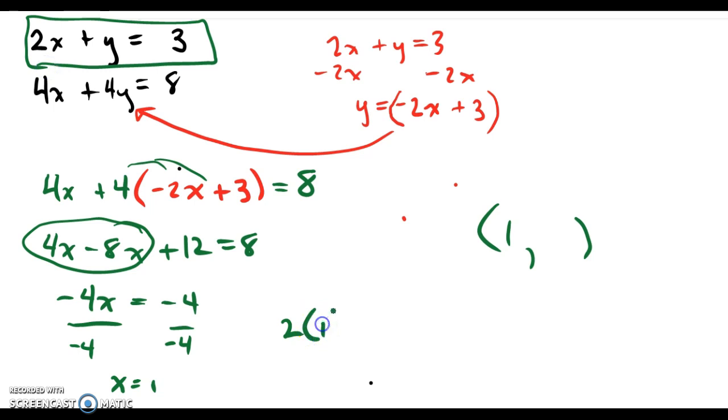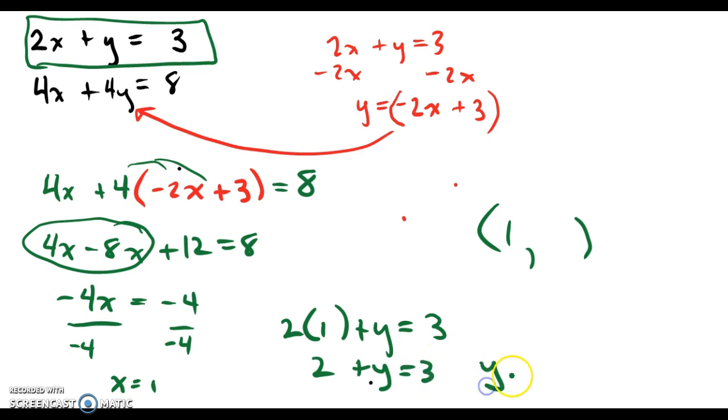I'm going to put 1 in, 2 times 1 plus y is equal to 3. 2 times 1, we've got 2, and plus y equals 3. And we find out that y is 1 as well. And that means that these two lines are crossing at 1, 1.